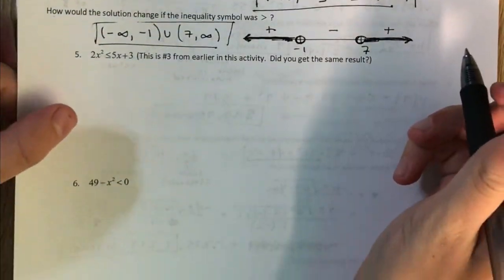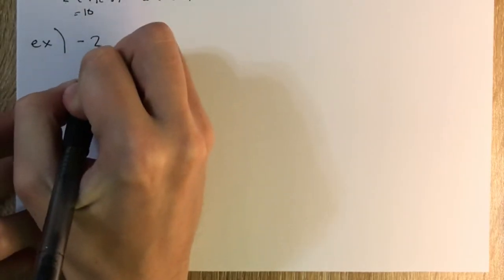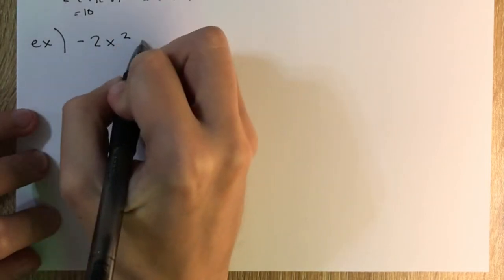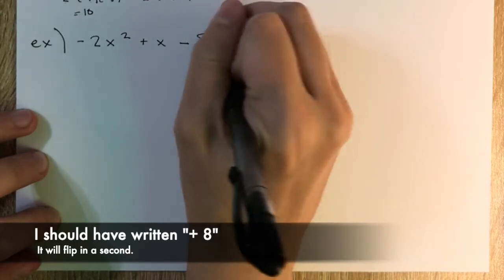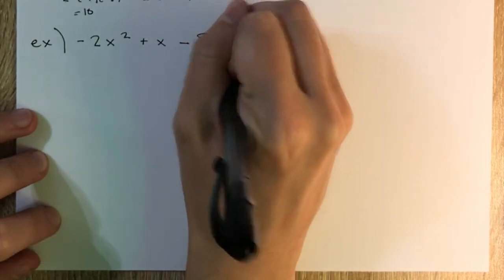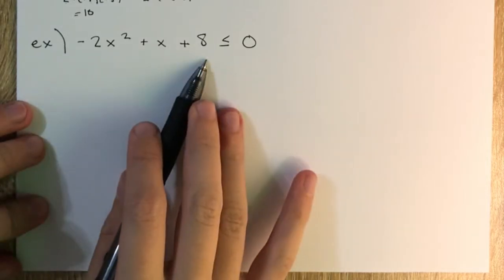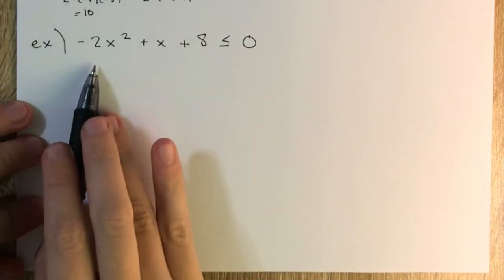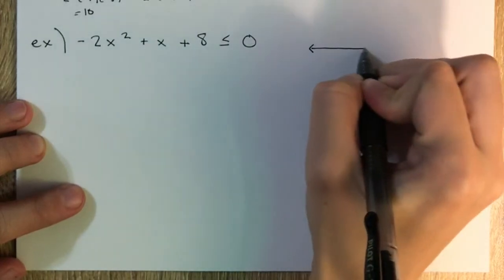Okay, let's look at another example. Let's say we're looking for negative 2x squared plus x plus 8 is less than or equal to 0. All right, so we need to factor. We need to start out by finding our roots. We want to find our roots so that we can put them on the number line.